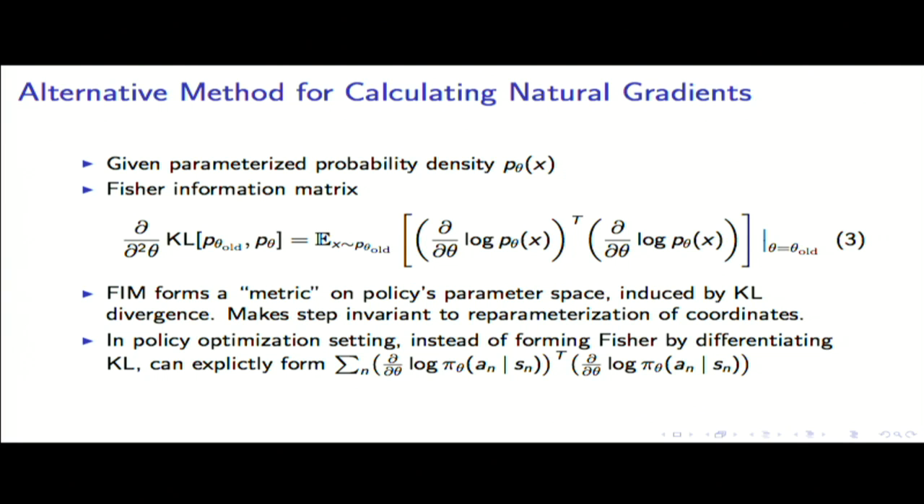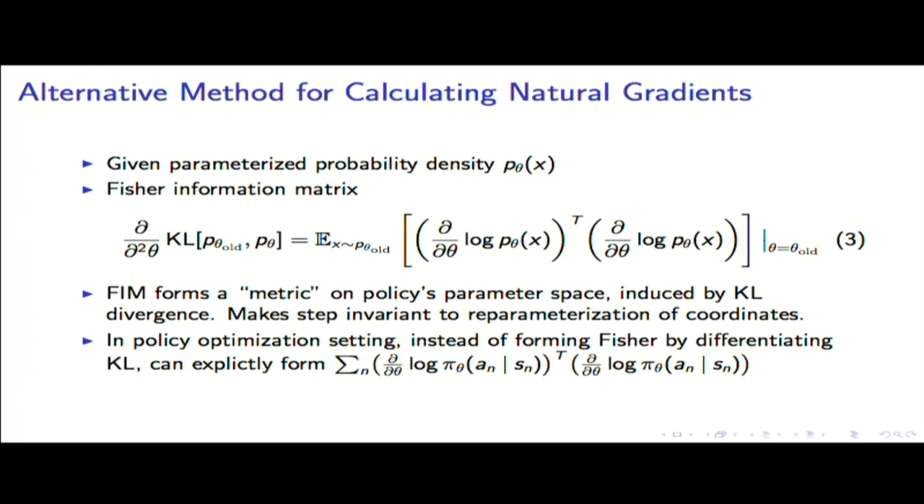It's a little higher variance, but so if we're evaluating at theta old, then does this not depend on theta at all? So the question was, we're evaluating at theta old, so does this depend on theta or not?